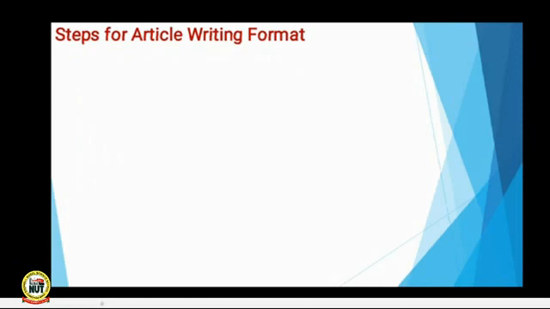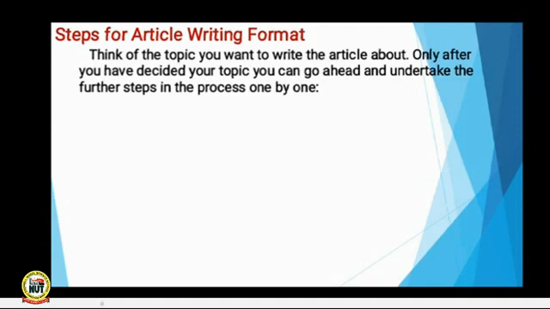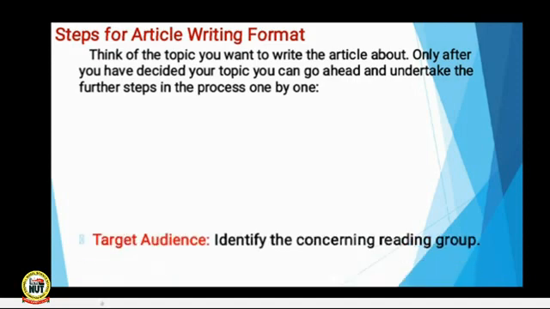Now, we've been talking about articles, objectives of writing an article, but what are the steps to follow for article writing? Now, every writing has its format, and article is not an exemption. Let us look at the steps for article writing. Think of the topic you want to write the article about. Only after you have decided your topic, you can go ahead and undertake the further steps in the process, one by one. Now, this format has been arranged chronologically. That is, it follows each other, one after the other, step by step, just as we'll be looking at them here.